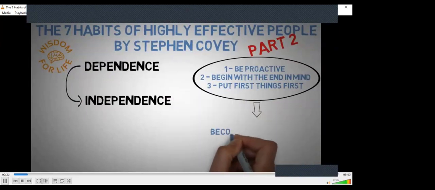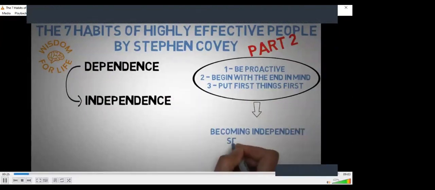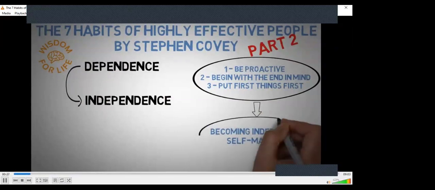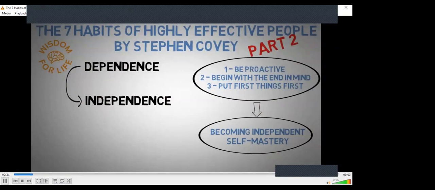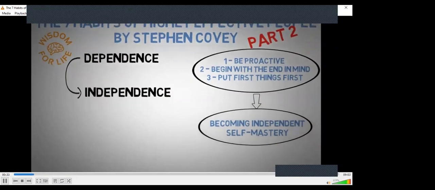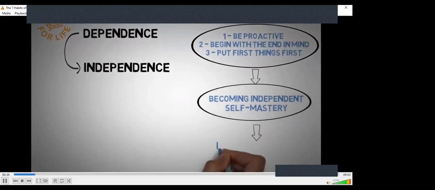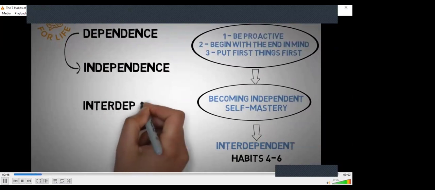The first 3 habits are about self-mastery. They help you become more effective as an individual by developing inner strength, character, purpose, and values. The next 3 habits that I'm going to cover in this video move you from being independent to being interdependent. Again, interdependence is the highest level of what Stephen Covey calls the maturity continuum. The maturity continuum consists of 3 levels: dependence, independence, and interdependence.